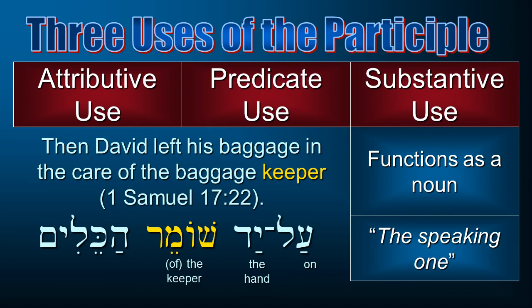Shamar is to guard or to keep, just like in the garden where Adam was placed to guard it and to keep it. Same term that's used here. The keeper of the ha-kolim, the keeper of the koli, the baggage. And so the keeper, notice that was a verb, but it's a participle, and so being in that substantive use, it can function as a noun.